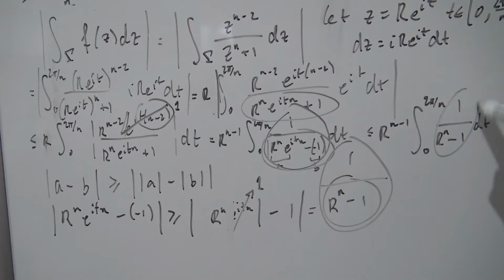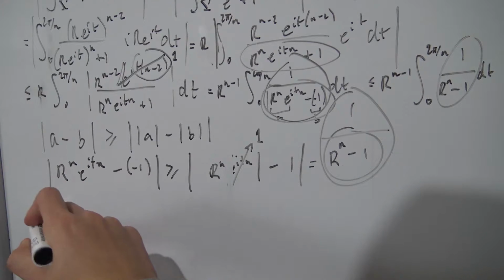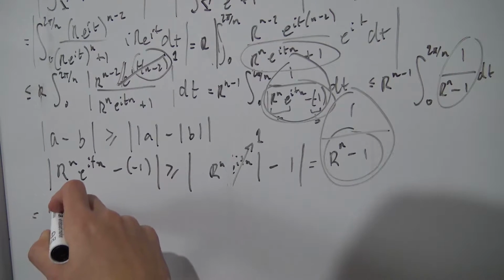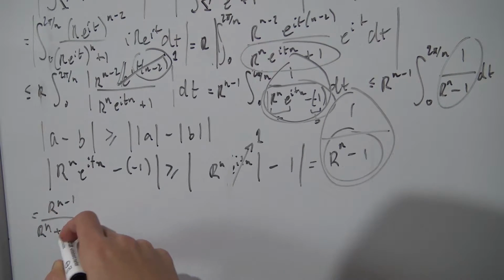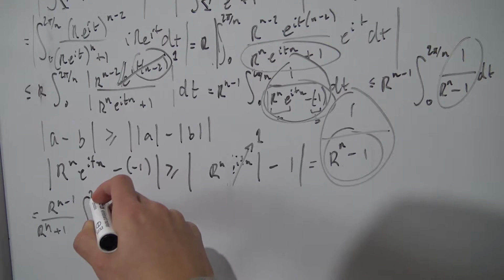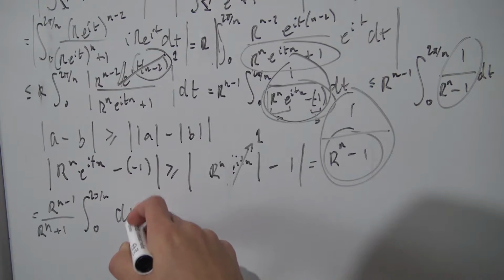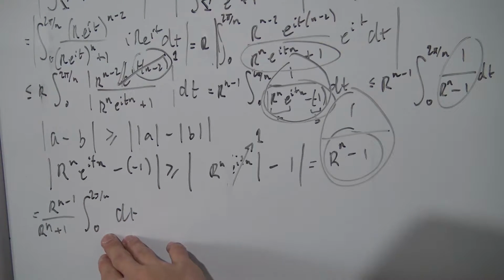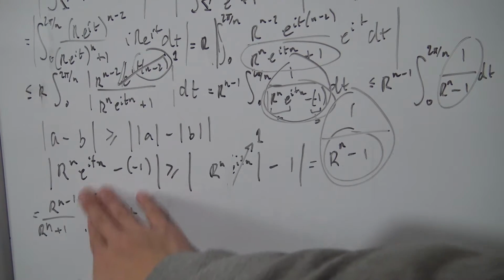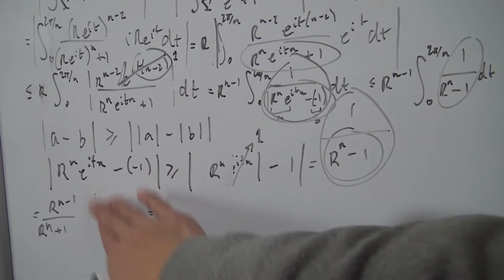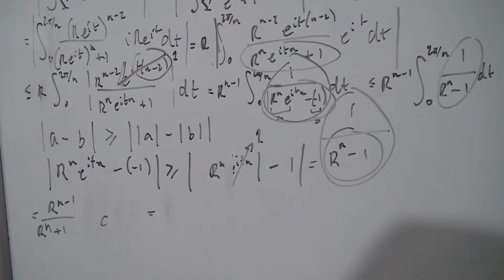And this whole thing right here is just a constant, so let's pull that out to the front. So this thing will end up being equal to r to the n minus 1 over r to the n plus 1 integral from 0 to 2 pi over n dt. And it really doesn't matter what happens with this integral right here, it's just going to be some real number. So let's replace this integral with some kind of constant. It really doesn't matter what constant we choose, let's just call it c.